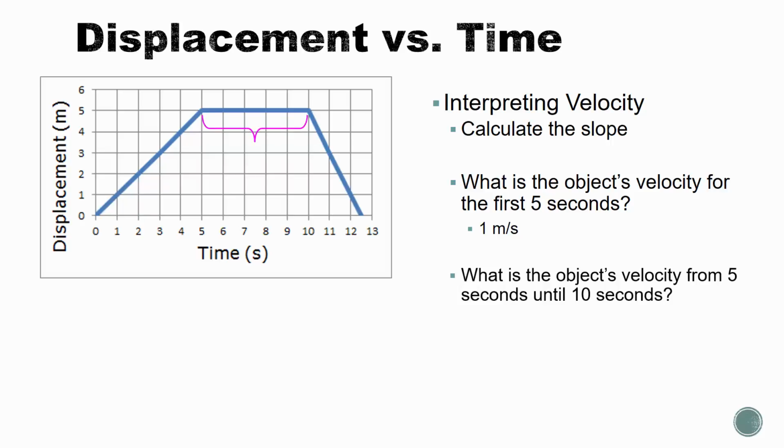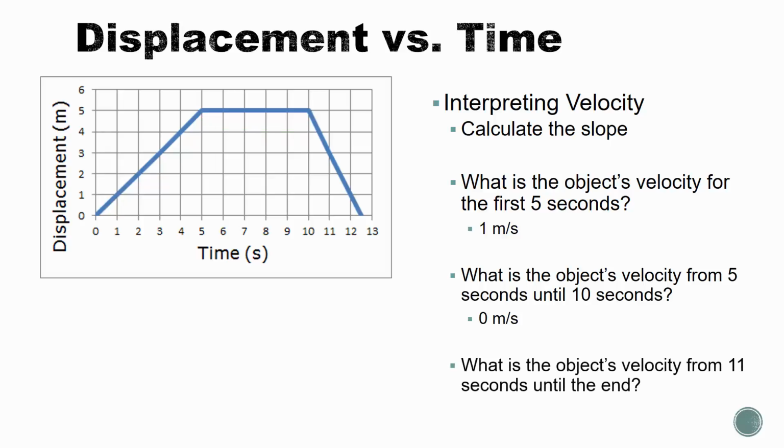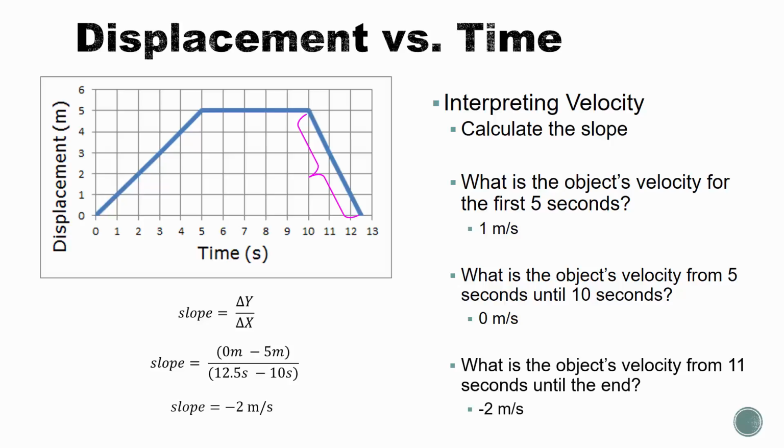What is the object's velocity from 5 seconds until 10 seconds? Well, we don't really have to do any math here. A horizontal line, you might remember, has a slope of 0, which means the velocity is 0. Let's look at one more example. What is the object's velocity from 11 seconds until the end? Once again, we'll calculate the slope. And we get a slope of negative 2 meters per second, and therefore a velocity of negative 2 meters per second.